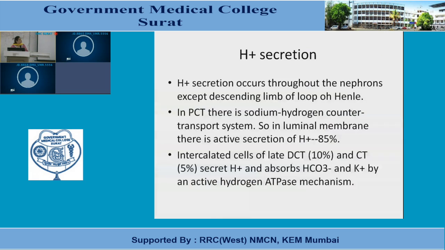H plus secretion through the intercalated cells of the late DCT is about 10%, and H plus secretion occurs throughout the nephron except the descending limb of the loop of Henle. And absorption of HCO3 and K plus occurs by an active hydrogen ATPase mechanism. The maximum of it is active secretion in the PCT, about 85%.